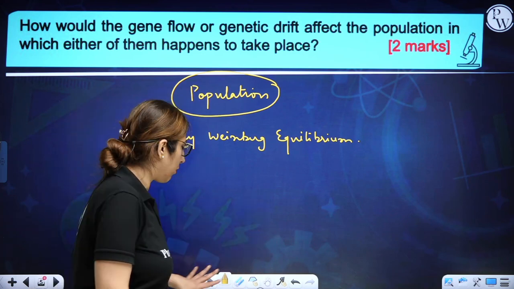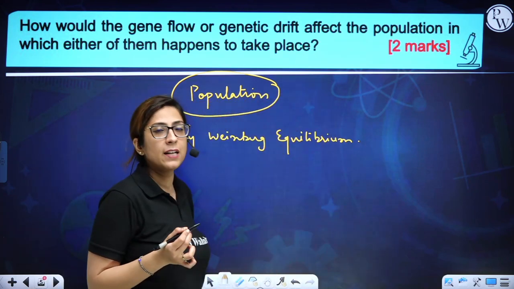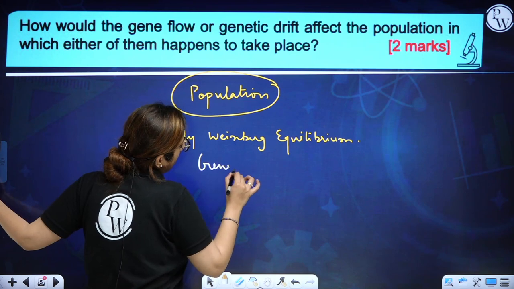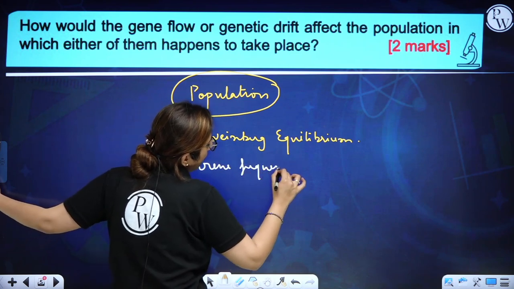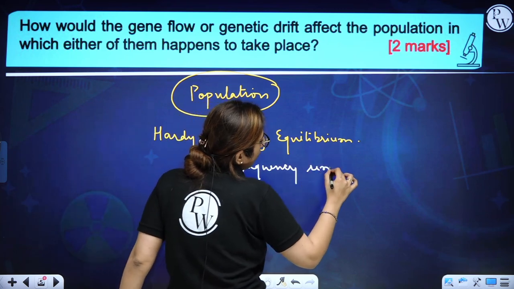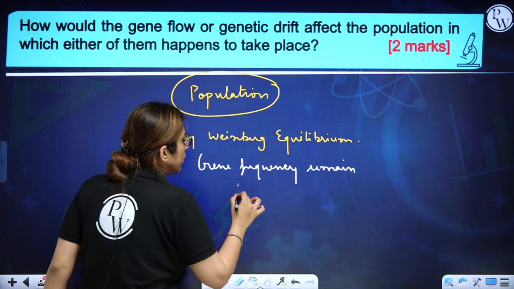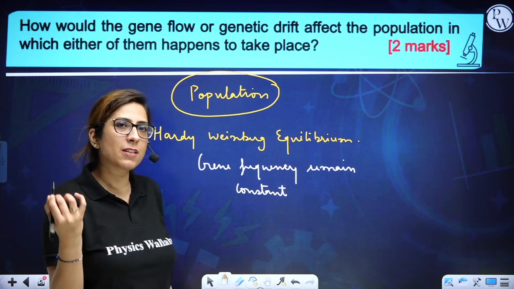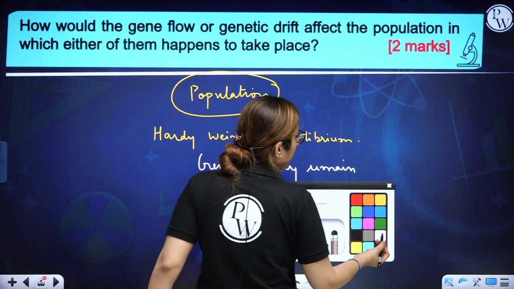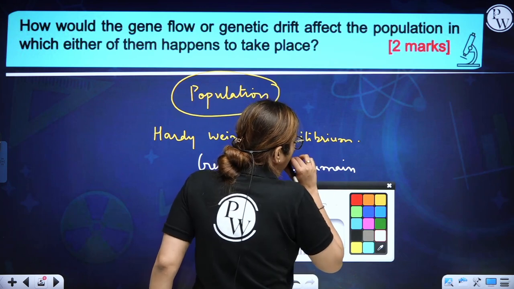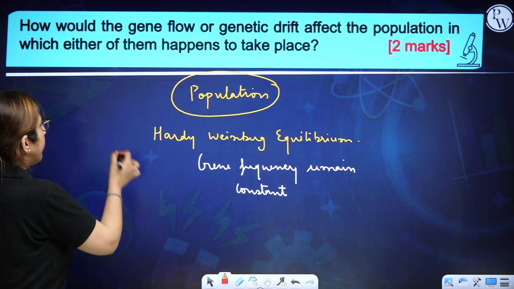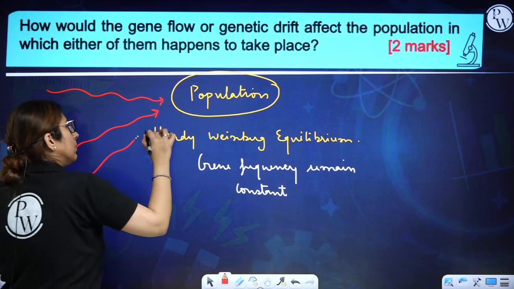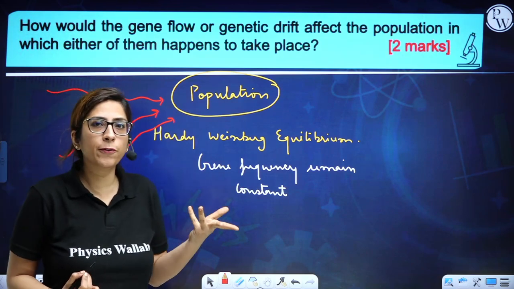So what do you mean by Hardy-Weinberg equilibrium, guys? Hardy-Weinberg equilibrium states that gene frequency tends to remain constant. They always tend to remain constant. But one problem definitely exists, that is some external force. If some force acts on a population, suppose some force is acting on this population, right? These forces can be any.